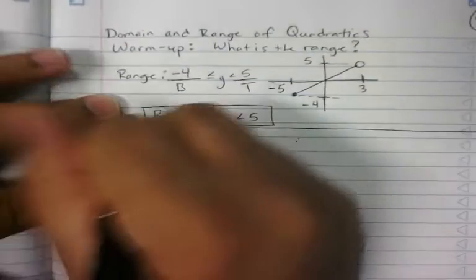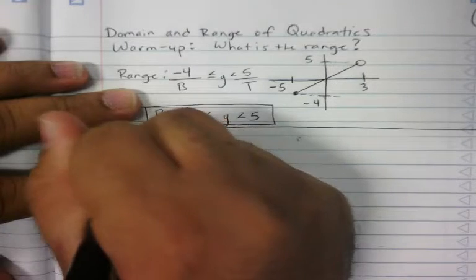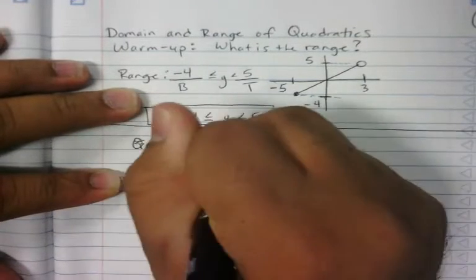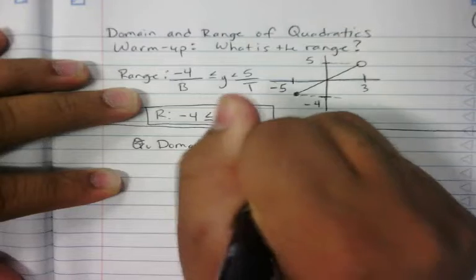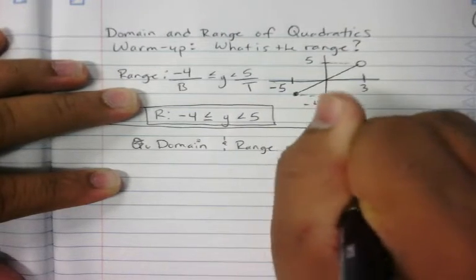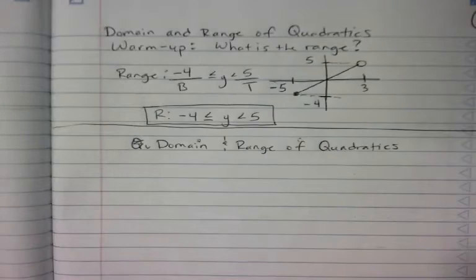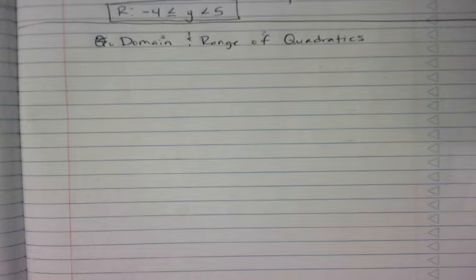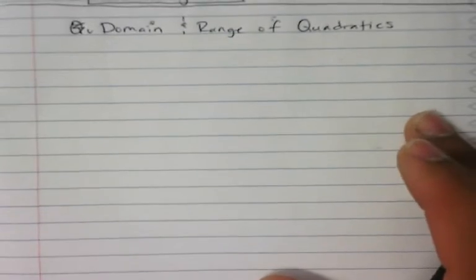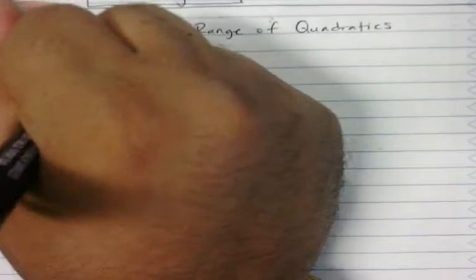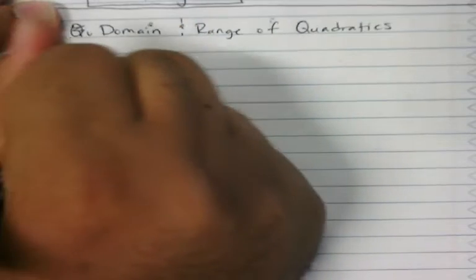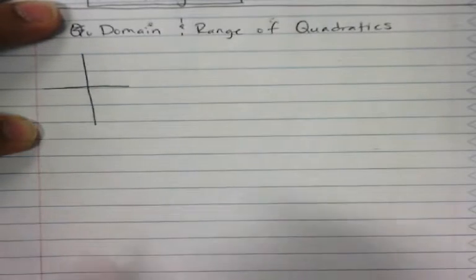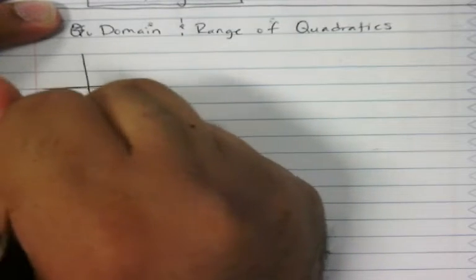Okay, so right here we're writing quadratics. Sorry, domain and range. Okay, domain and range of quadratics. Okay, I'm going to write it. Okay, let me set it up. Looks like this. Okay, and a quadratic looks like a U shape.